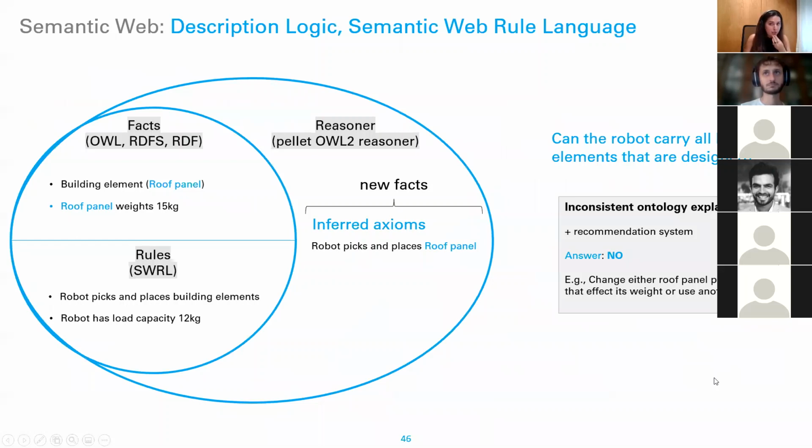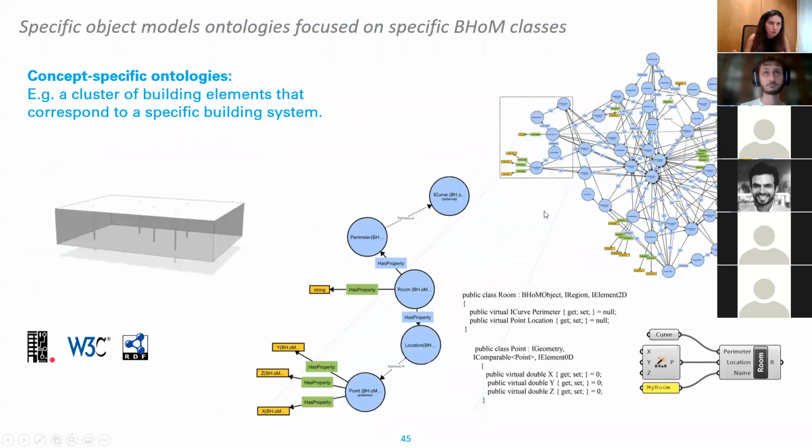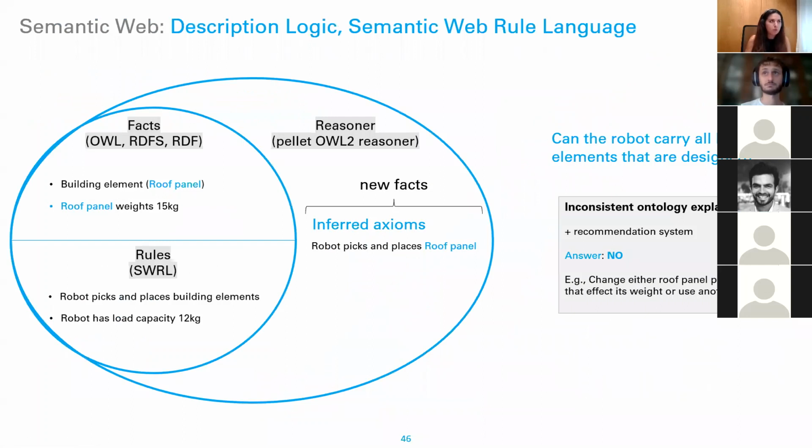But what is the best part actually comes after it, because once you have a graph, what do you do with the graph? This is the best part. You can actually infer knowledge. You can use all the beauty of knowledge graphs: rules, reasoners, data validation. A simple example of how it could work is that you can have some facts in the knowledge graph. For example, you say that every roof panel is a building element. Then you have one more axiom: every roof panel weighs 15 kilograms.